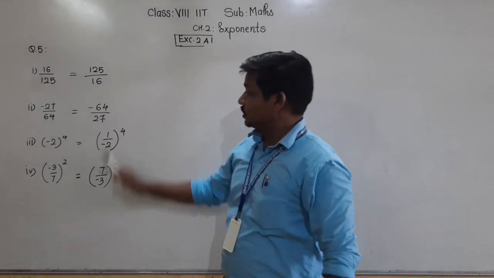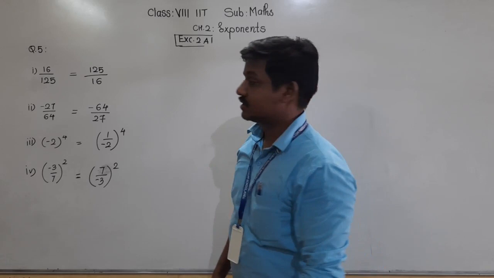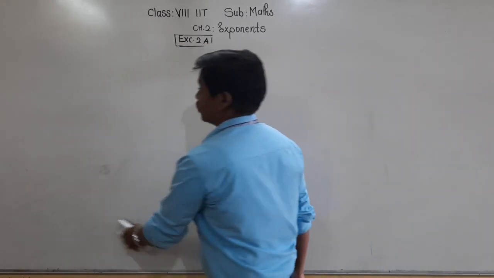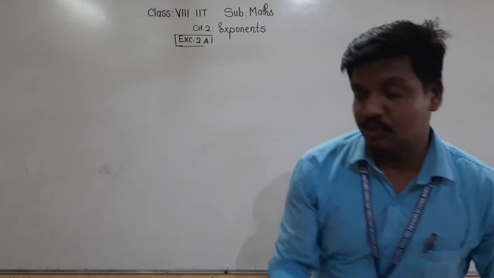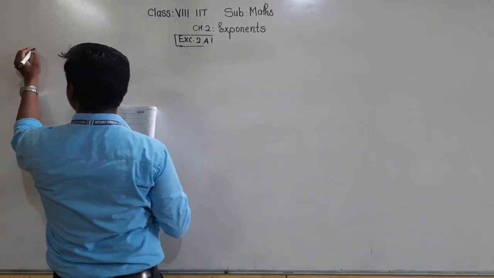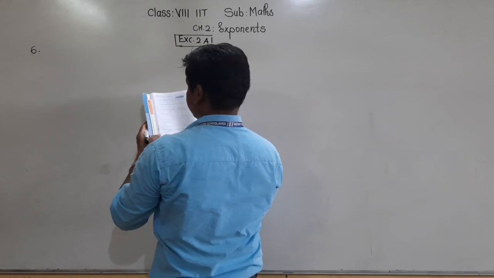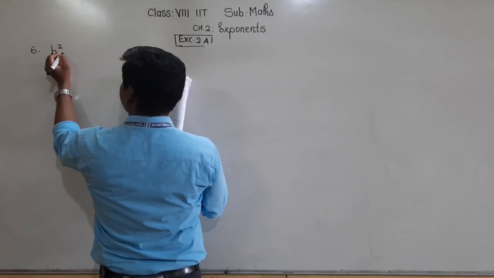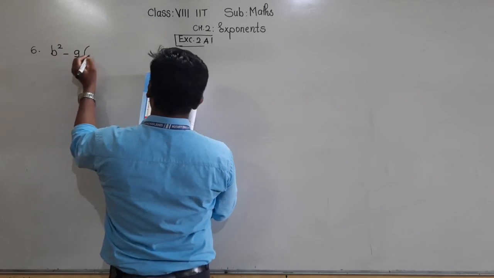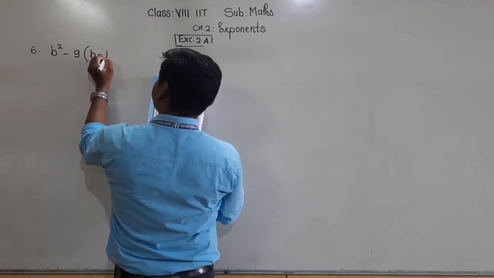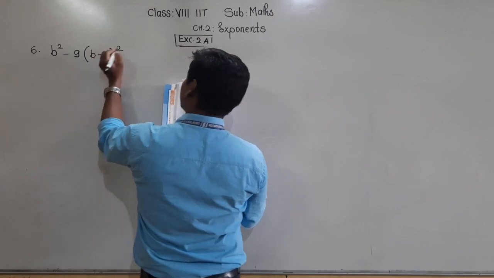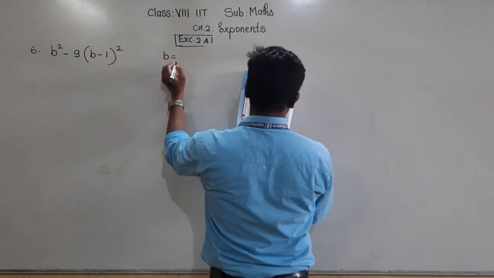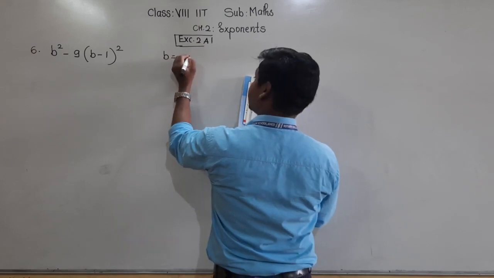So these are the reciprocals of the given rational numbers. Write this. After that, question number 6. Question number 6 is evaluate. Evaluate means here they have given one expression, b square minus 9 into (b minus 1) whole square, and also they have given the value of b, which is 1.1.